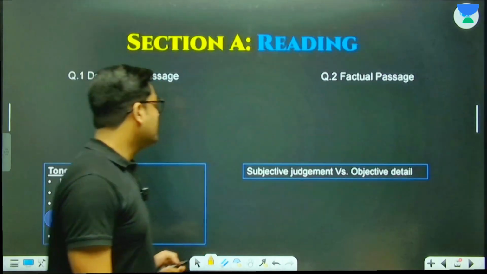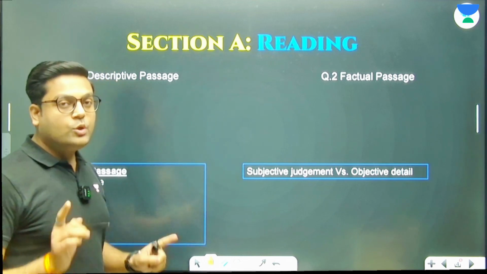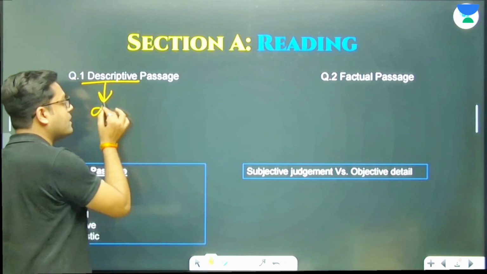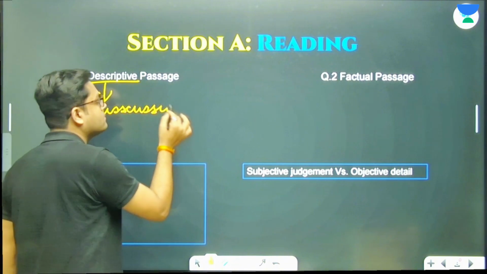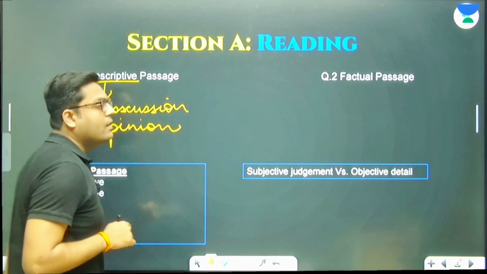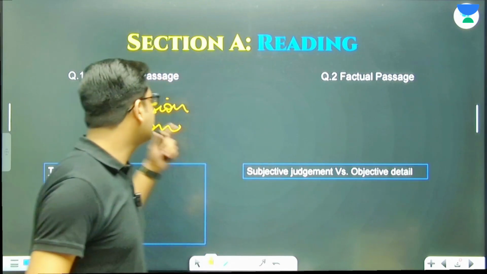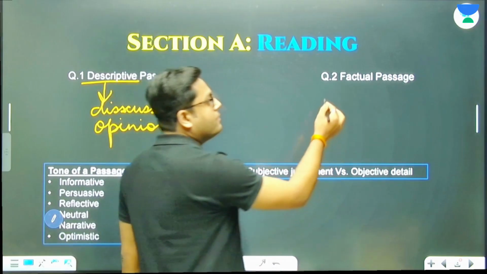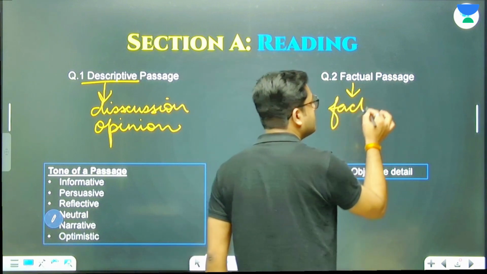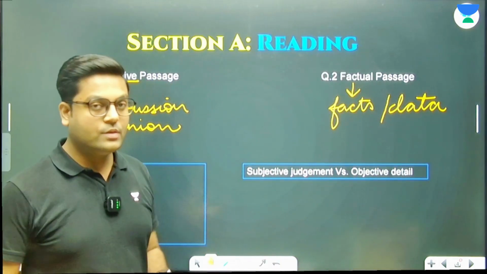So let's begin with the first section, which is Section A, reading. Section A comprises two different types of passages. One is descriptive, which is based on discussion as well as opinion. If the writer is trying to convey an opinion or discussing a particular topic, then it is going to be your descriptive passage. And the second one is factual passage. If the passage includes some facts or data based on research, then it is going to be your factual passage.